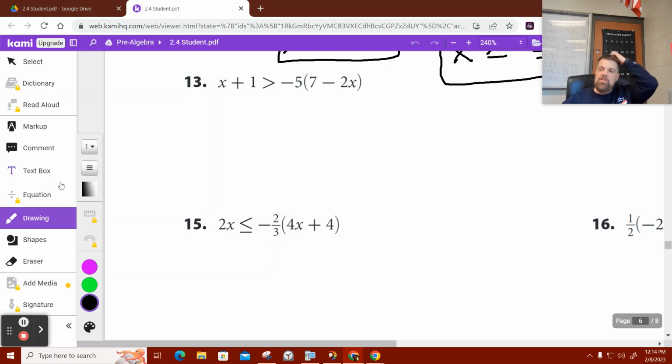All right, so for problem number 13, I like doing this kind of round robin thing. I'm going to point to you, ask you what we do, and that's what we're going to do. You're first. What's the first thing we do for problem number 13? Distribute. What am I distributing? -5. You caught yourself. That's right. We are going to distribute a -5.